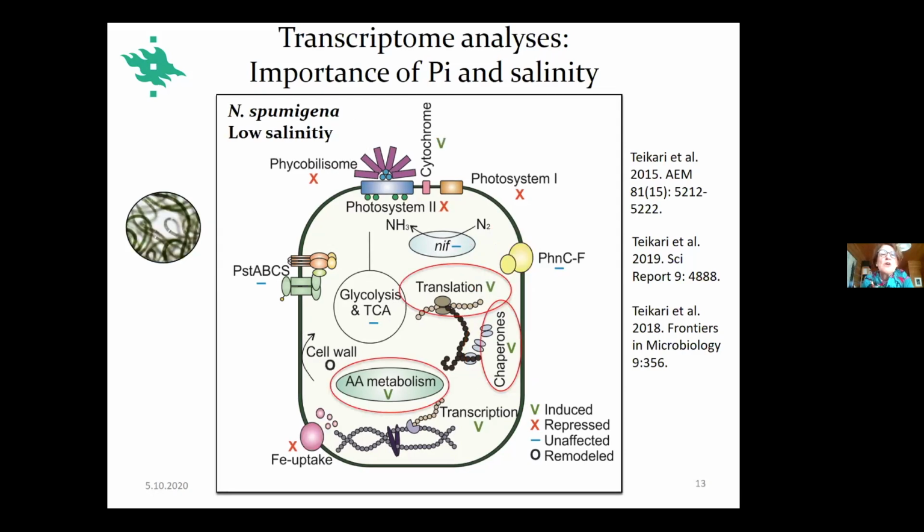So remodeling of the cell wall was definitely needed when there was a high salinity stress in this Dolichospermum. So here is Nodularia spumigena, and low salinity seems to be a stressful situation for this strain. We know that this Baltic Nodularia prefers to grow in a saline environment. And here you can see that everything again was repressed when it comes to photosynthesis, but amino acid metabolism, transcription, chaperones and translation were very active. So remodeling of the cell system was needed for this organism to survive.